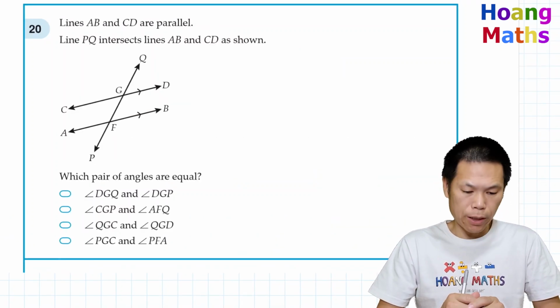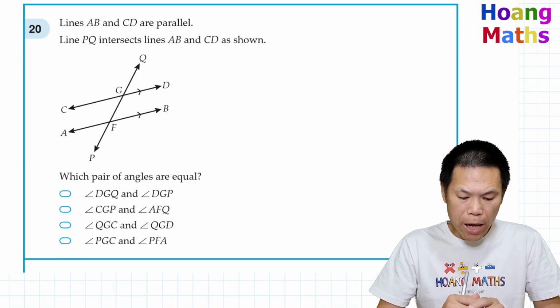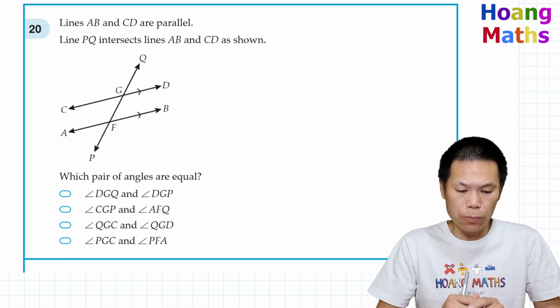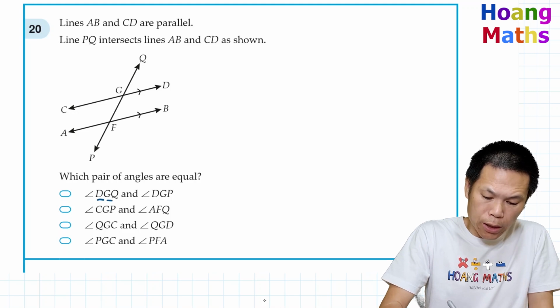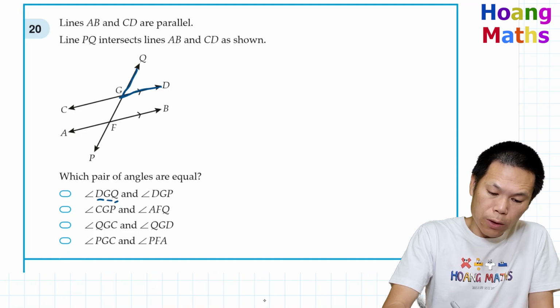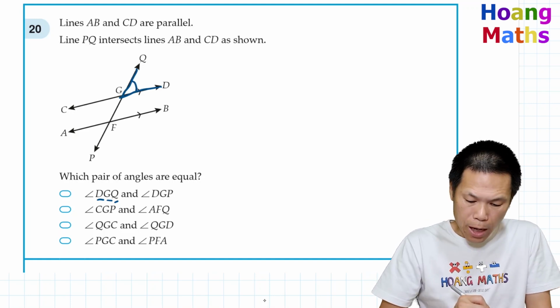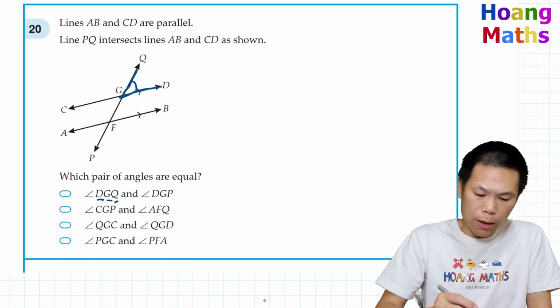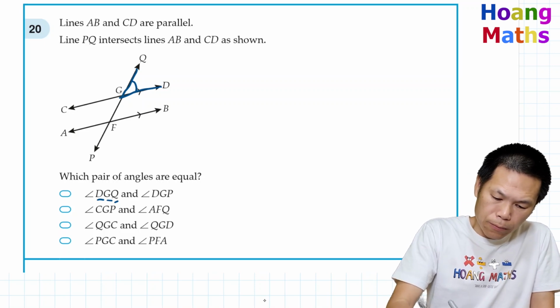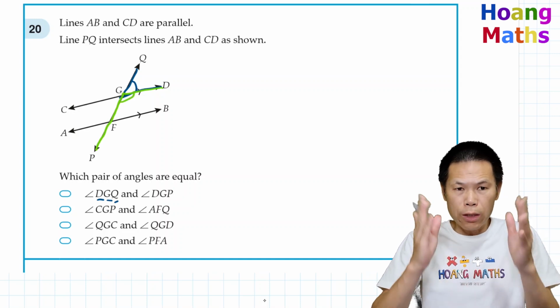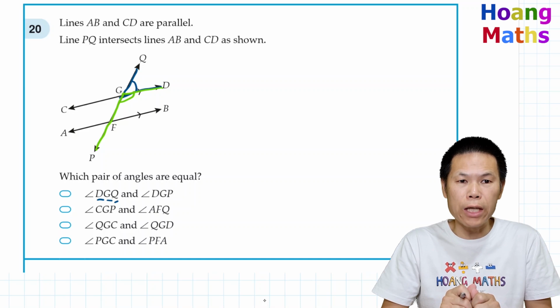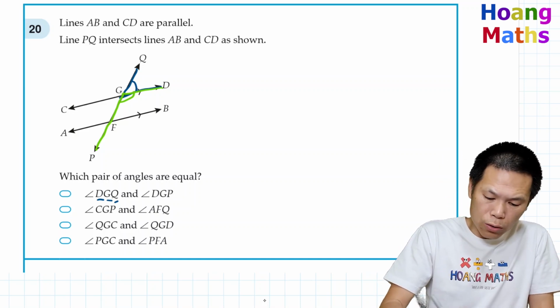Question number 20. Which pair of angles are equal? First of all, we know that angle DGQ is this angle here. And angle DGP, so D, G, and P, is this angle here. Of course they're not equal. In fact they both add up to 180 degrees. So this is wrong.